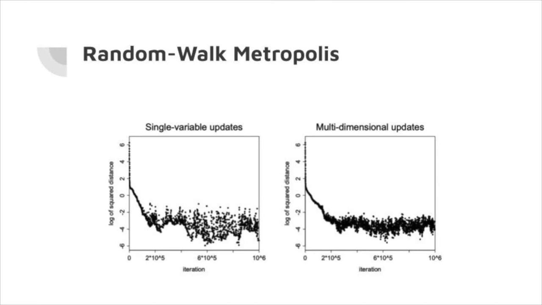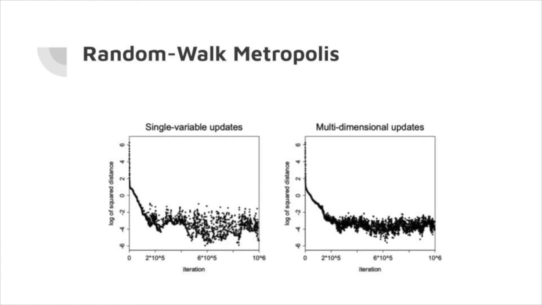Unfortunately, random walk Metropolis is not the most efficient in bringing the chains closer together, as we can see here from Neal's paper, where he uses a 9-dimensional target distribution drawn from a multivariate normal, and uses random walk Metropolis to try to bring two chains close together.